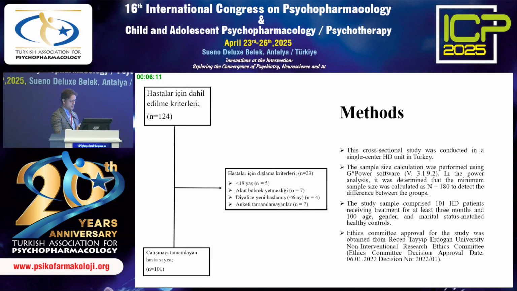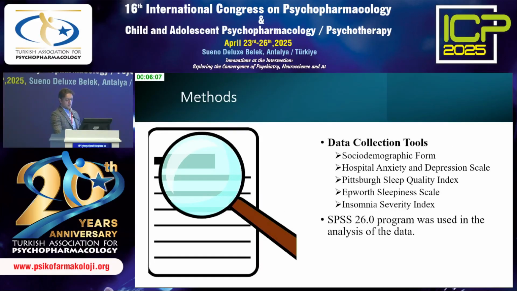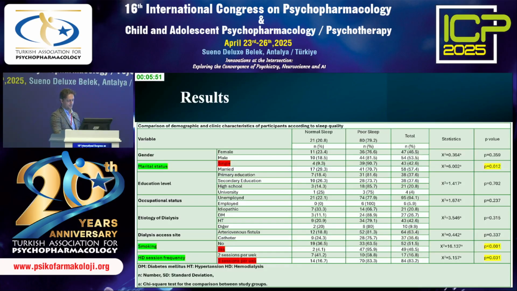receiving treatment for at least 3 months, and 100 age, gender, and marital status matched individuals from Recep Tayyip Erdoğan University included in the study. So the Sociodemographic Form, Hospital Anxiety Depression Scale, Pittsburgh Sleep Quality Index, Epworth Sleepiness Scale, and Insomnia Severity Index were the data collection tools. SPSS 26.0 was used.